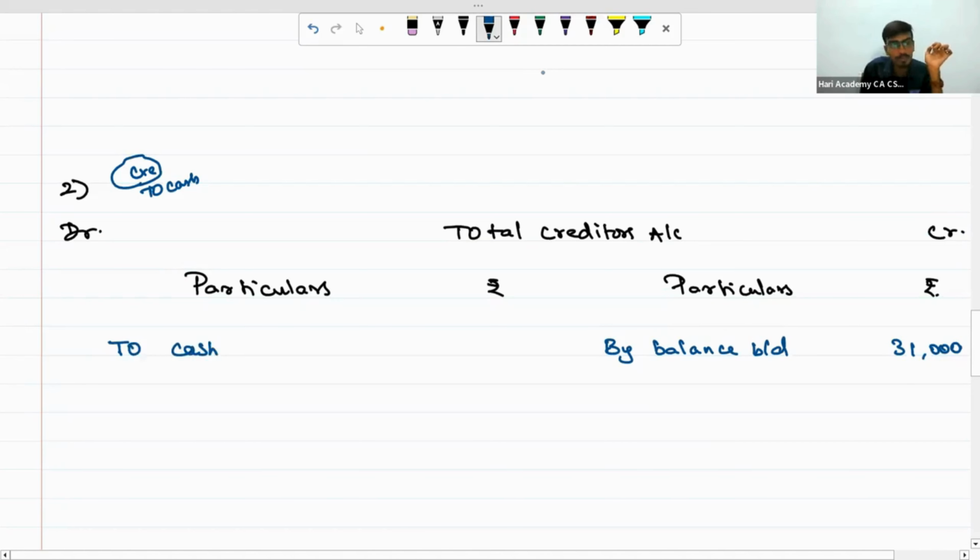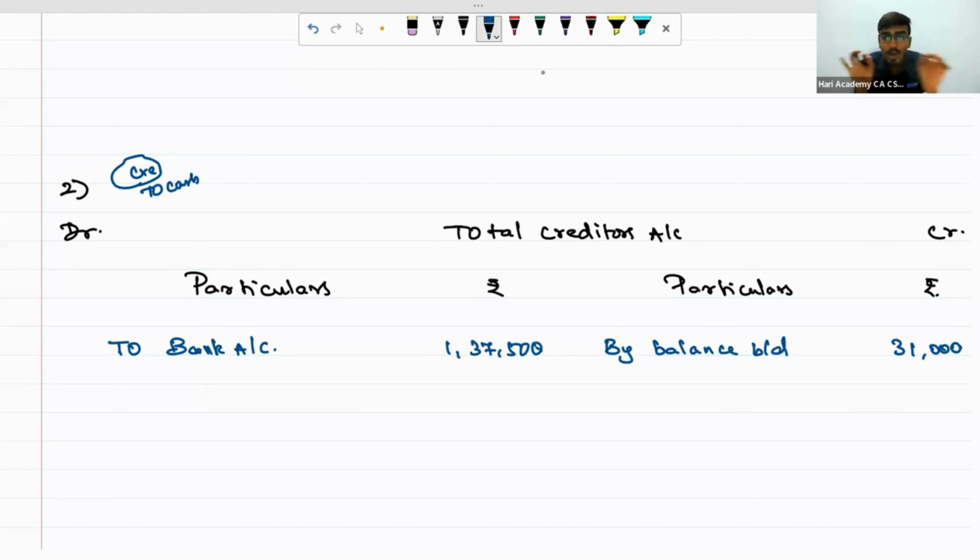So we will write it on the debit side by putting To cash or To bank. Because we have so much money in my bank account, I will put it in bank. So this bank I will put and I will write 1,37,500. There is nothing called a total debtors format or total creditors format. It is simply a mere representation of the journal entry.